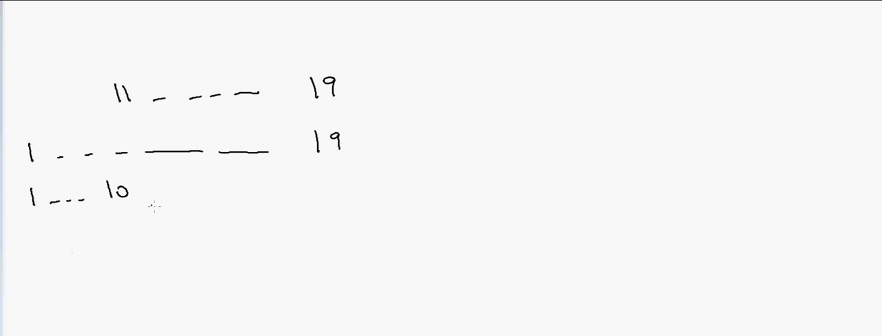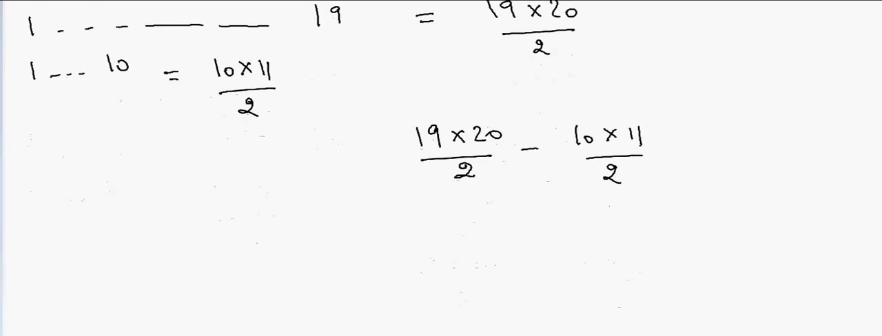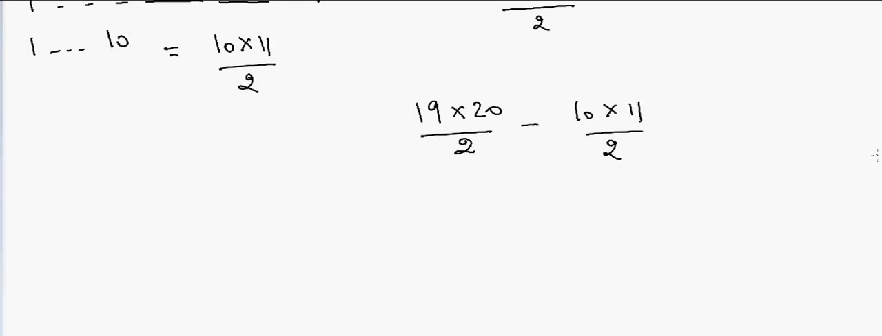Now suppose instead of 1, the number starts from somewhere else, suppose it starts from 11 and goes until 19. How will I do that? In that case, I'll first add 1 to 19 and then subtract 1 to 10 from it. So 1 to 19 will be equal to 19 into 20 divided by 2, and 1 to 10 will be equal to 10 into 11 divided by 2. If I subtract both, that will be equal to 19 into 20 divided by 2 minus 10 into 11 divided by 2. That's how I can do the addition in a sequence which does not start from 1.